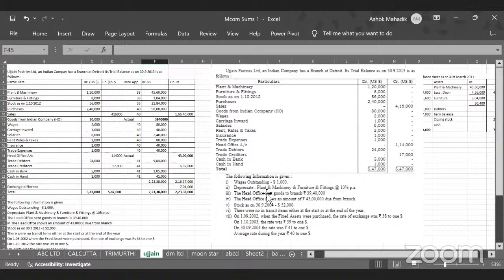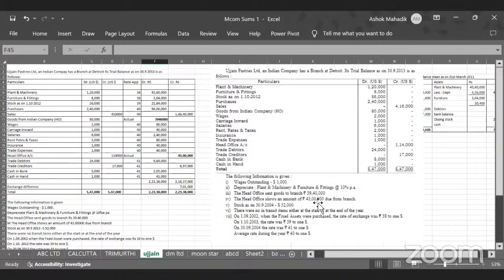Depreciation. For fixed assets, we use the rate which was prevailing at the time of purchase. So once you convert this furniture value into the reporting value, on that value you calculate depreciation. Don't bother about the rate of exchange at which to convert the depreciation value. Just apply 10% on the converted value of the fixed asset.